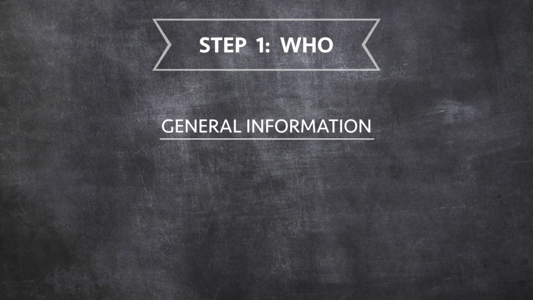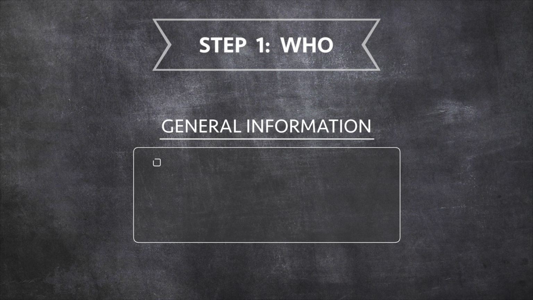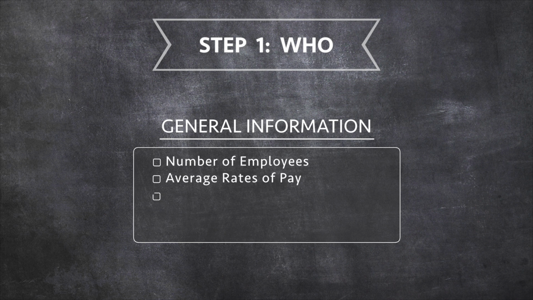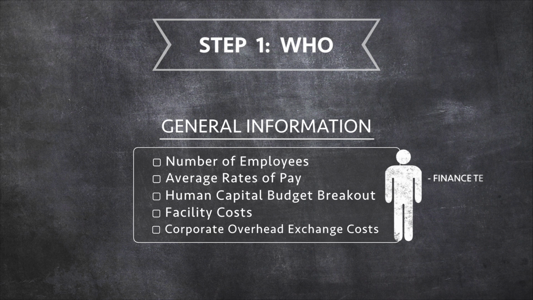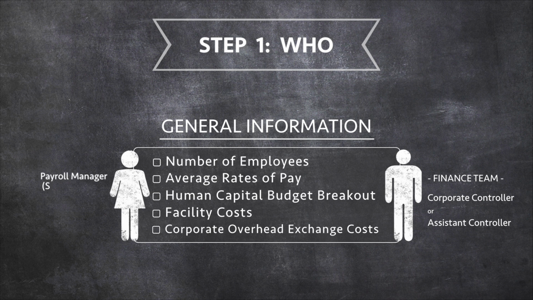There is also a general information survey that helps us gather basic information about the organization, such as number of employees, average rates of pay, breakout of the human capital budget, facility costs, and corporate overhead exchange costs. It is generally very helpful if a representative from the finance team is involved to help gather these costs. Best candidates are generally the corporate controller or assistant controller. The payroll manager usually owns the survey because they can usually get the necessary employee counts and average rates from the existing payroll system.